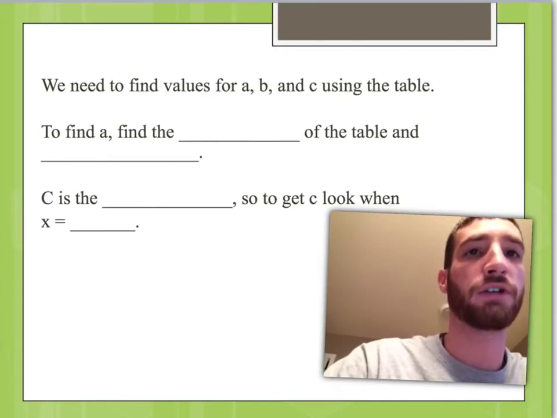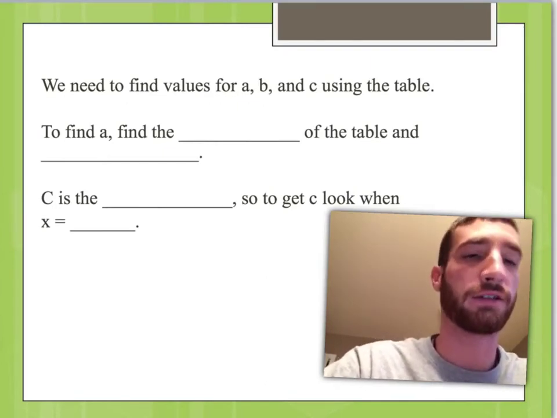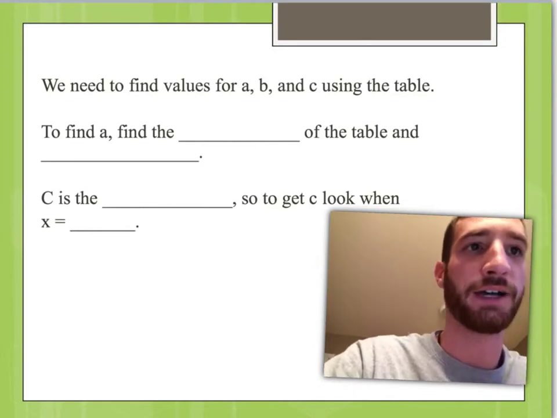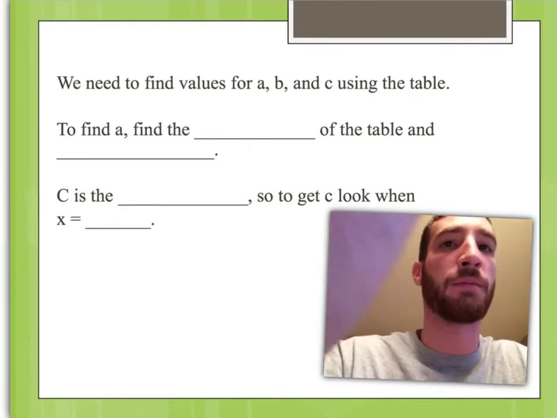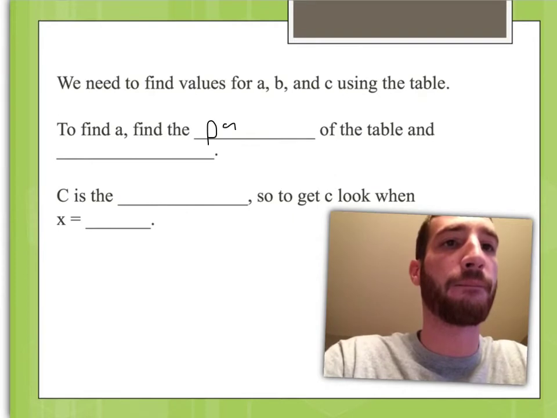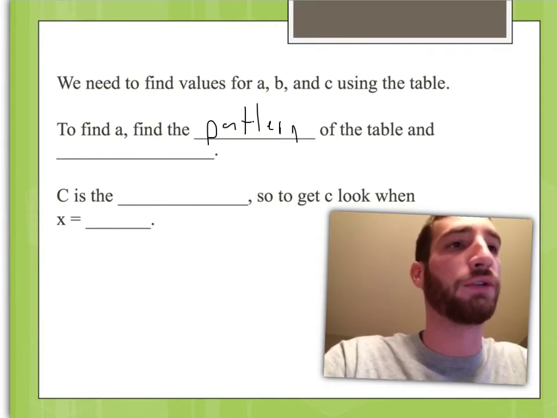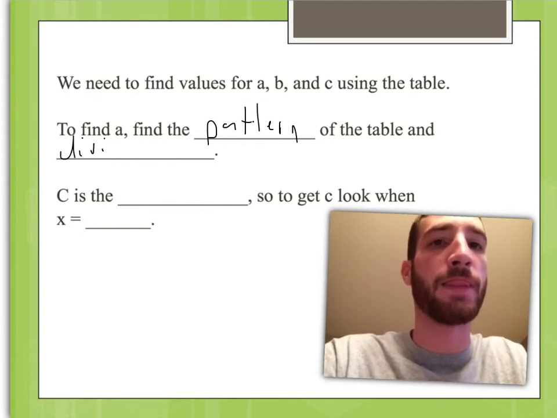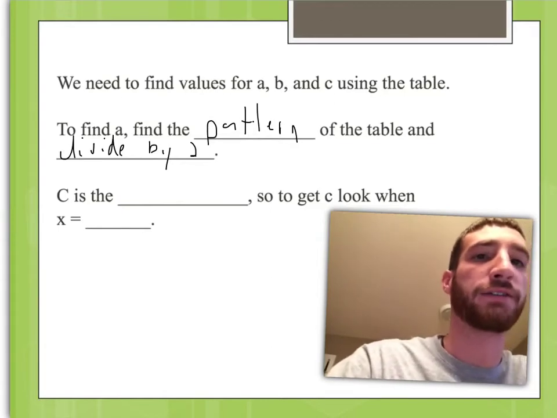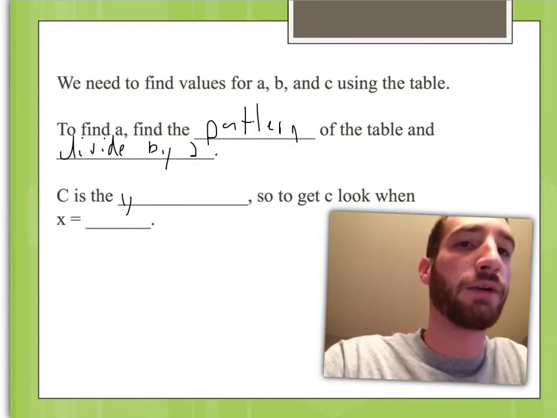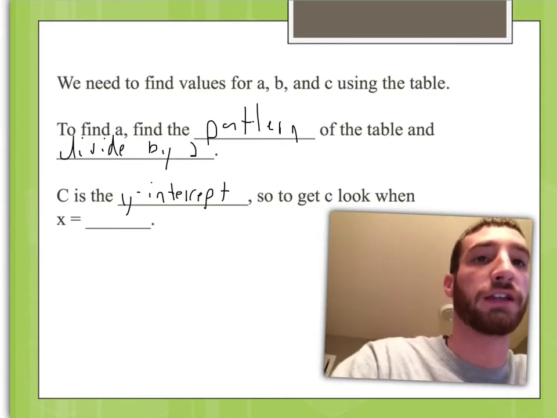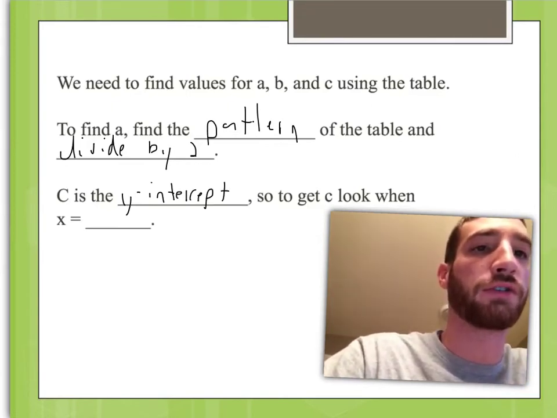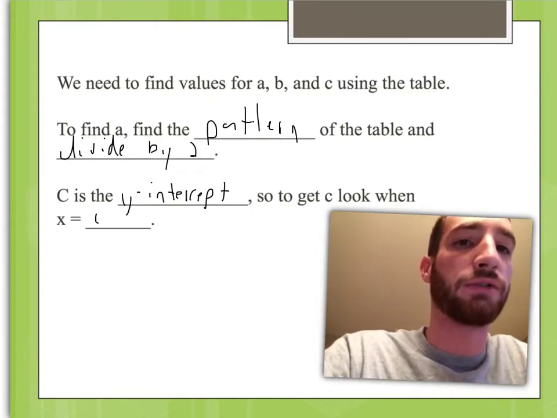All right, you should have your note sheet out. Let's fill in some blanks to see how we find our a and c. So to find a, you want to find the pattern of the table. Then when you find that pattern, you want to divide by 2. So you're going to find your pattern, divide it by 2. C is the same thing as our y-intercept. So just like when we were doing linear tables, you find your y-intercept when x is equal to 0.